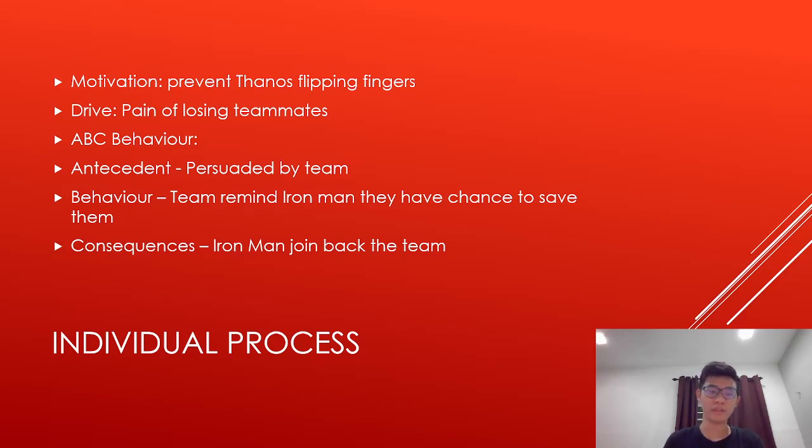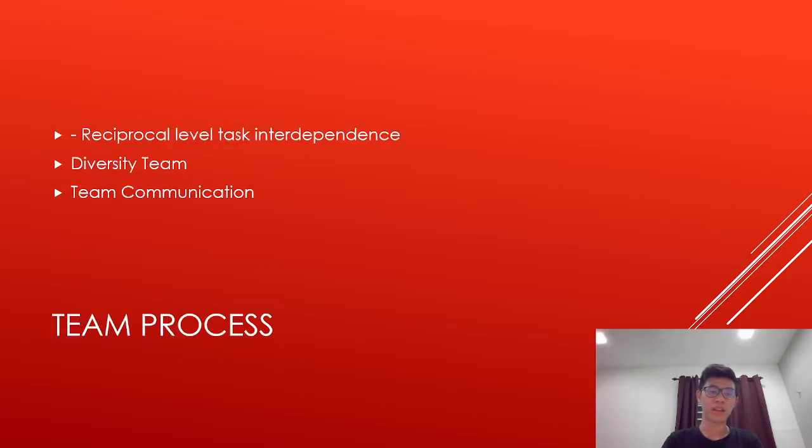Based on the ABC behavior model, at first, Iron Man is persuaded by the team to join back to go to the past and save the half of the population of the universe. The behavior is that the team reminds Iron Man that they still have a chance to save them. The consequence is that Iron Man finally joined back the team.